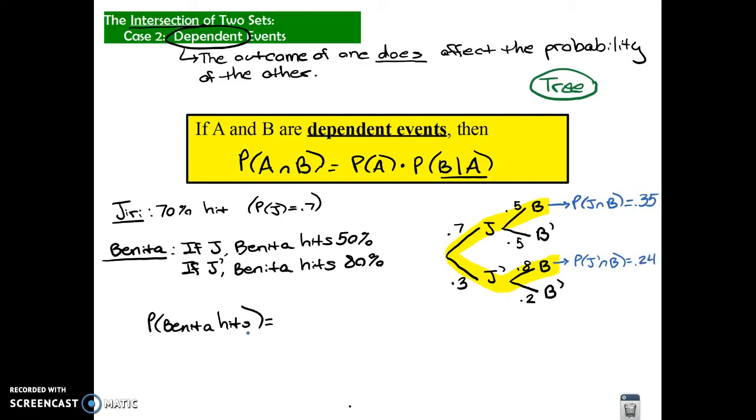So then the probability that Benita hits the target would come from 2 different possible outcomes. This one, or, so we'll add this one. We'll add the 2 different parts of the tree diagram, 0.35 for one possibility plus 0.24 for the other possibility. So we get a probability that she hits the target as being 0.59, or a better answer would be 59%, since the original problem was stated with percents.